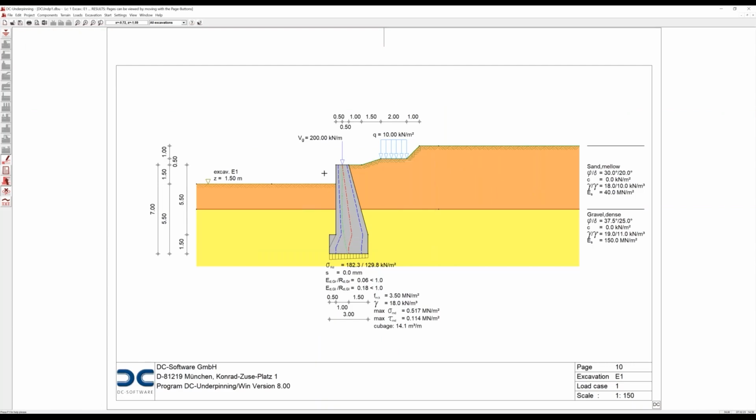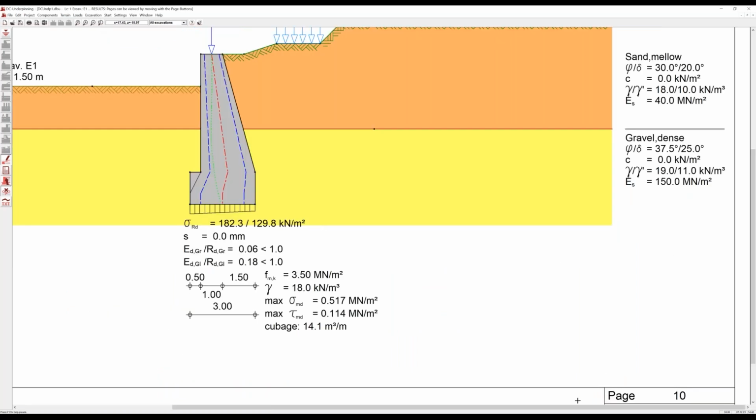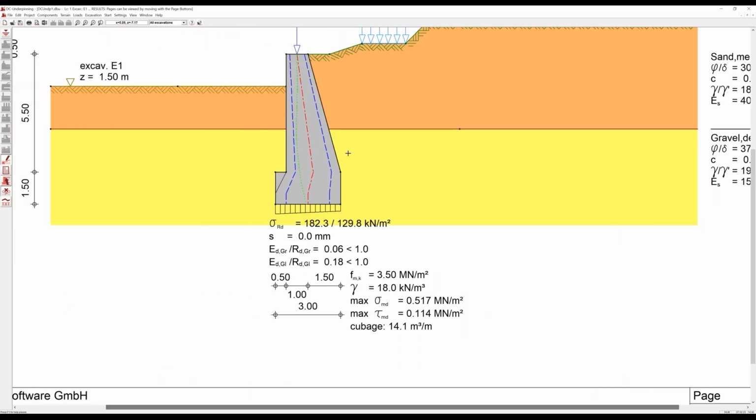And here we have the first excavation stage. And what you can see here in the wall are different lines. We have first the gravity line in red here. This is the center of the wall. We have the width of 2/3 of the shape of the wall, where the load must be transferred in this area.